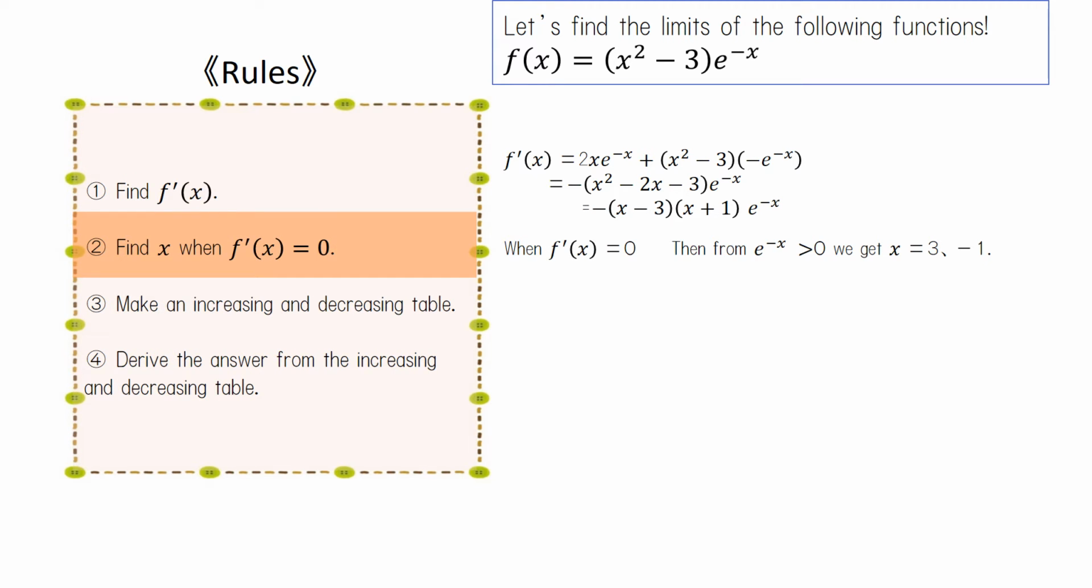Next, let's find x when f prime of x equals 0. Since e to the negative x power is never zero, when f prime of x equals 0, we get x equals 3 and x equals negative 1.